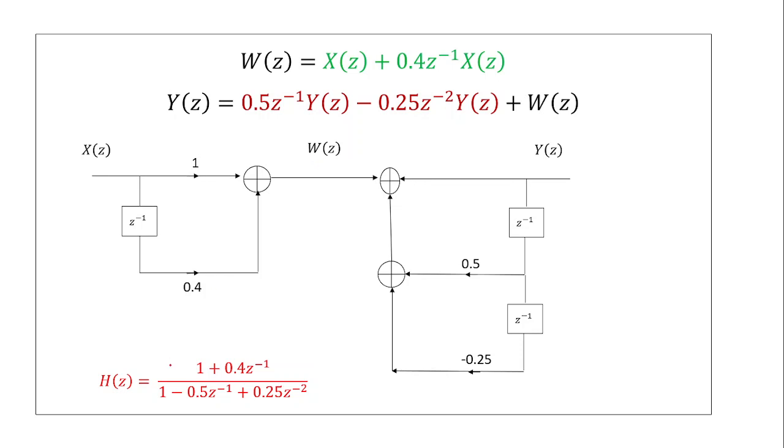So here in the shortcut method you can take it. The numerator will be this side, the denominator will be this side. So 1 and 0.4. Here it is a sign change. Z inverse is minus 0.5, so it becomes plus 0.5. Z power minus 2 is 0.25, so it becomes minus 0.25.